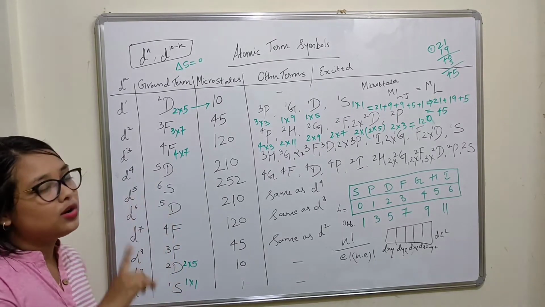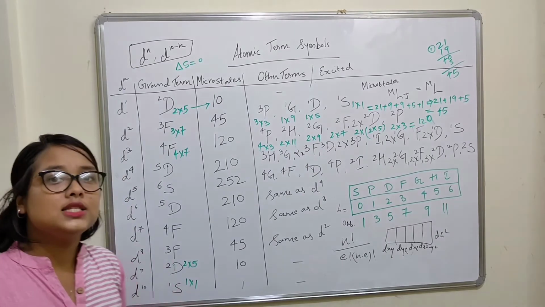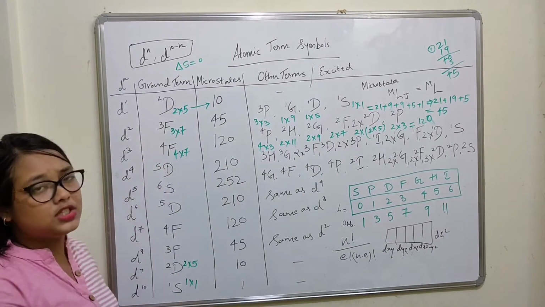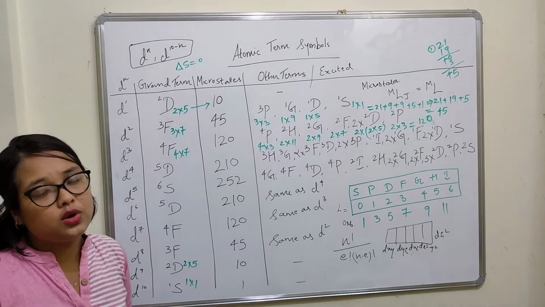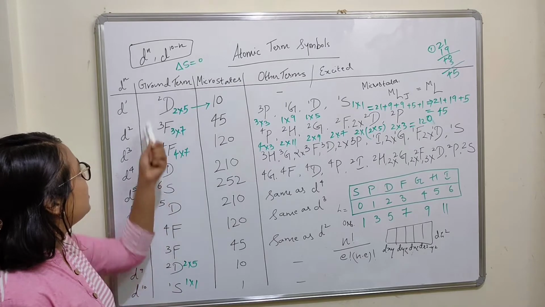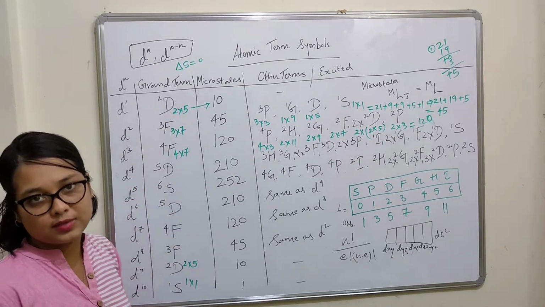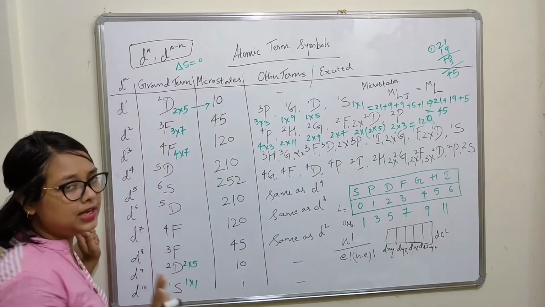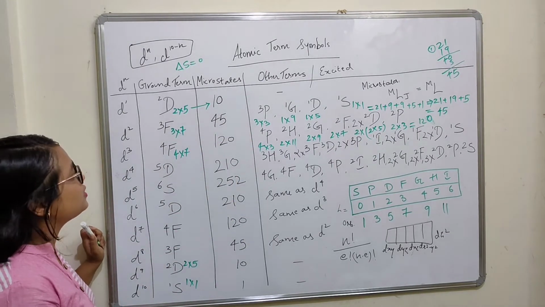So here we are not considering the Laporte rule, but we are considering the spin selectivity rule. So for a transition to happen, delta S has to be 0. That means the spin number should not change. What do you mean by the spin number? This number on top. The 2S plus 1 number has to be the same. So here of course we cannot have any transition because there are no higher terms available.